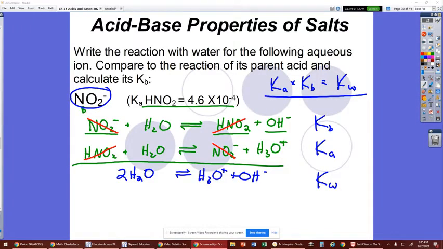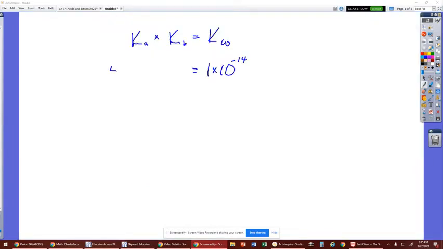And since Ka for our acid was 4.6 times 10 to the negative 4th, I can fill that in as well. And I'm going to let you go ahead and calculate Kb by dividing on both sides. Ready, set, go.